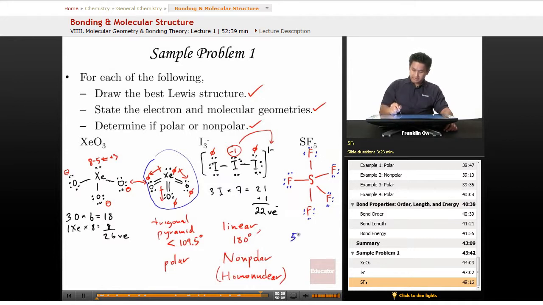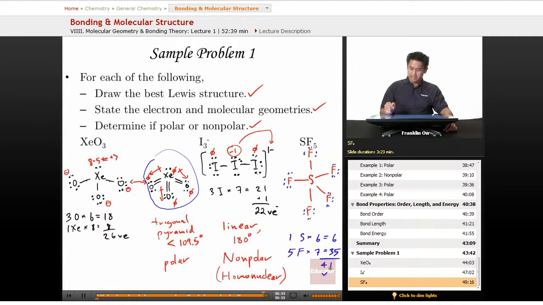I have 5 sulfurs, each contributing 6 valence electrons, giving me 30. I'm sorry, my apologies. I have 1 sulfur contributing 6 valence electrons, giving me 6, and I have 5 fluorines, each contributing 7 valence electrons, giving me 35 valence electrons. And so when I add this up, I get a grand total of 41 valence electrons, everybody. Okay, so 41 valence electrons.